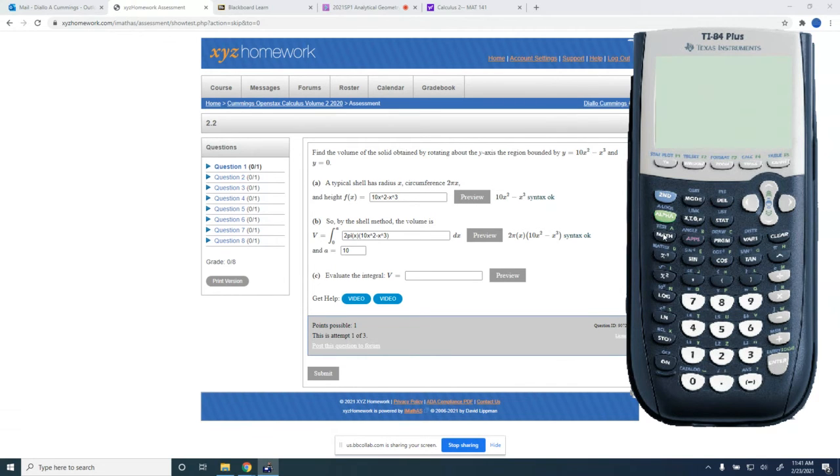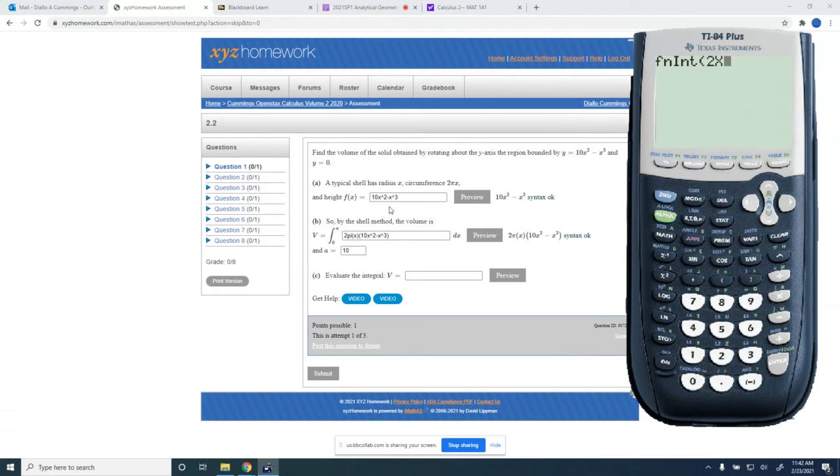So we're going to integrate. I'm going to go into math, and scroll either up or down until I get to function integration. I'm going to put in 2x. I'm going to put in a function.